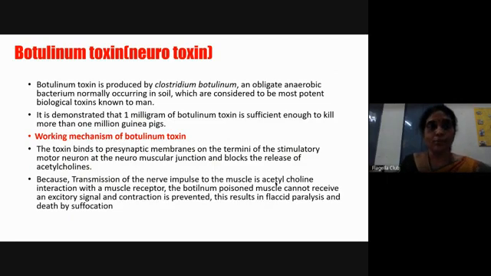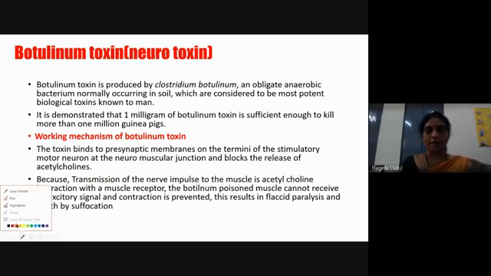And the second neurotoxin is the botulism toxin. Mainly in this module, we are covering the neurotoxins. The first example I have given is tetanus, and the second one is botulinum toxin. And this botulinum toxin is produced by Clostridium botulinum. This is also an anaerobic spore-forming bacteria.